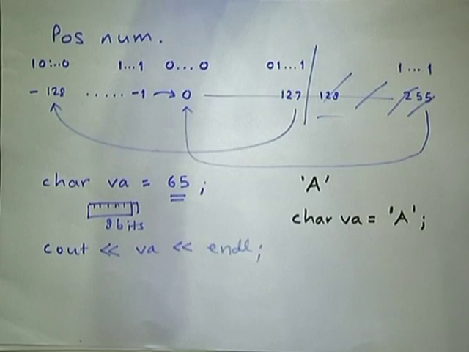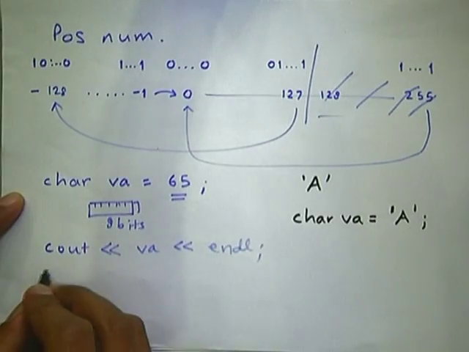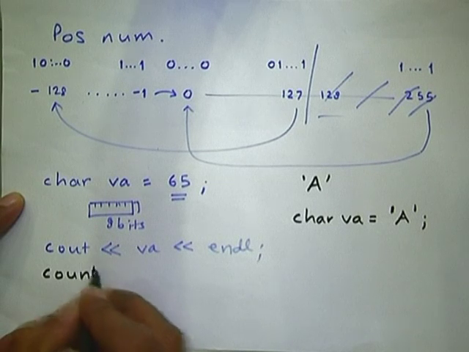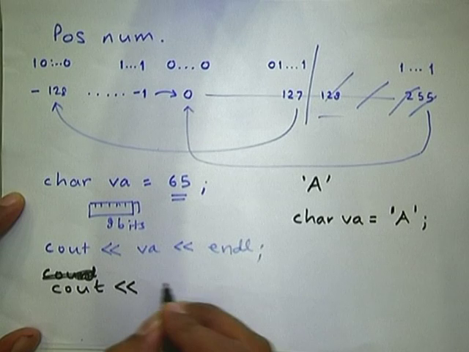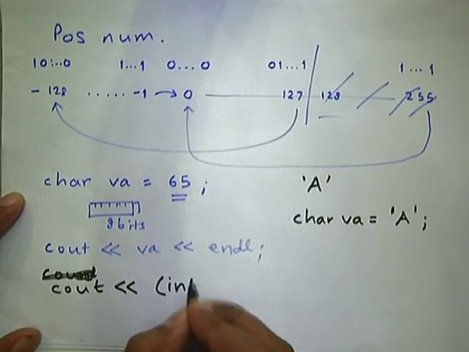They mean exactly the same thing. Okay. Now, if you write out VA, this will print A to screen, because the assumption is that you want to print the character's representation. If you'd rather write out the code, then you have to write out something a little different. You have to cast it to an int.